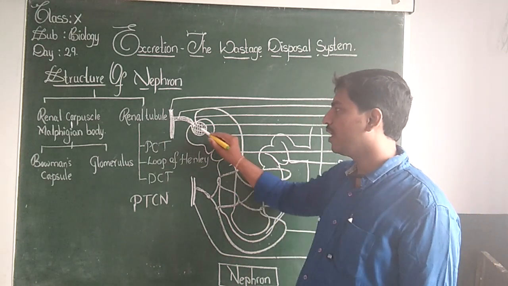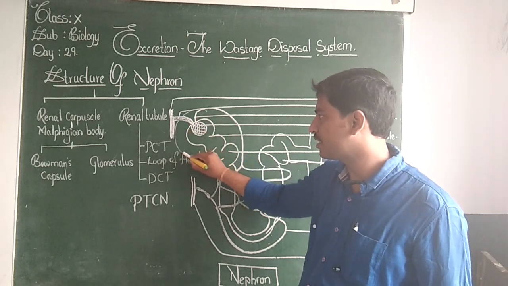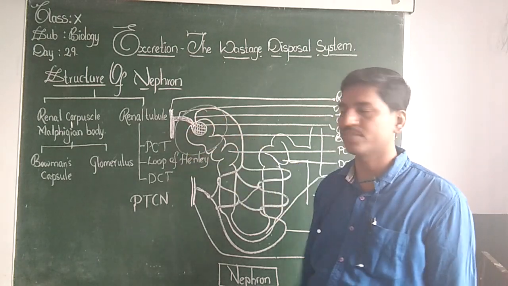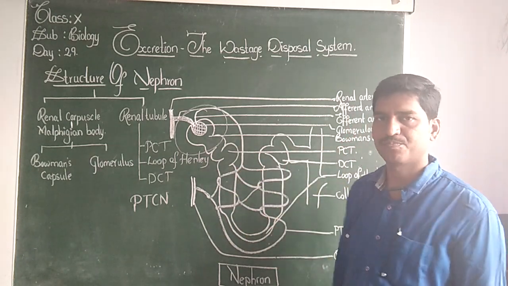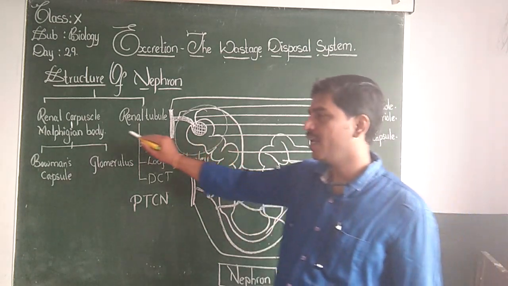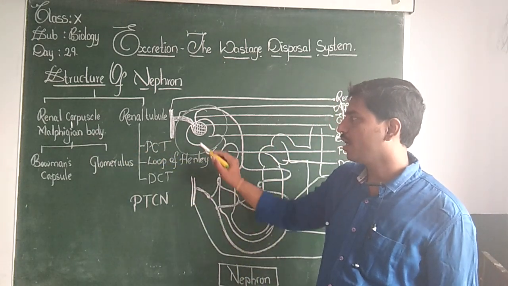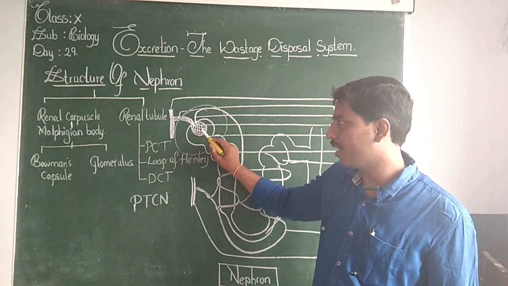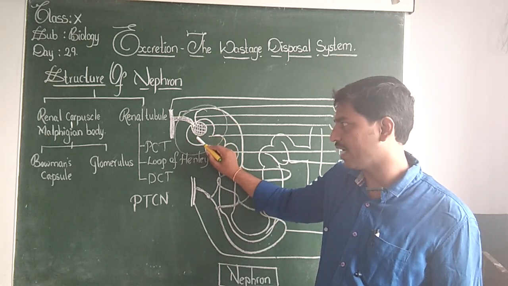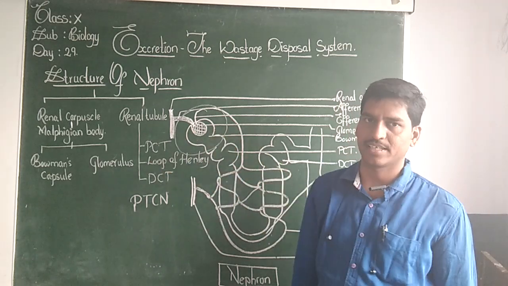I told you the nephron is going to contain two parts. This is the first part, and the remaining portion is the second part. What is the first part? The Malpighian body. I told you how this Malpighian body is made up of two things: this is the first and this is the second.